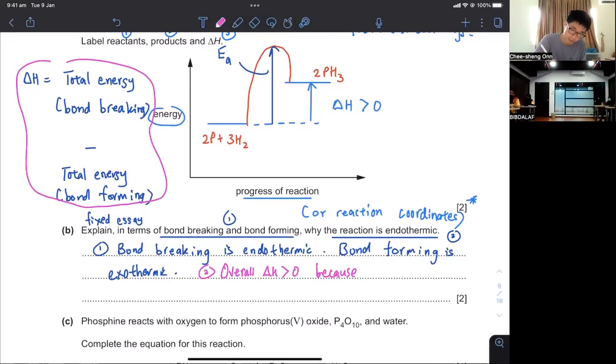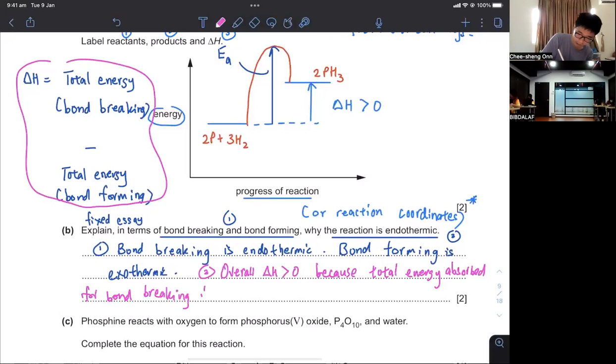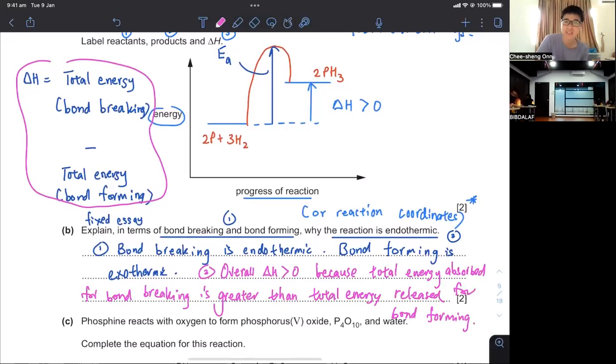So overall delta H is greater than 0 because the total energy absorbed, so you need to absorb for bond breaking, and this one must be greater or much more than the total energy released for bond forming. And that's it really for that kind of essay. Of course, then this essay can change.